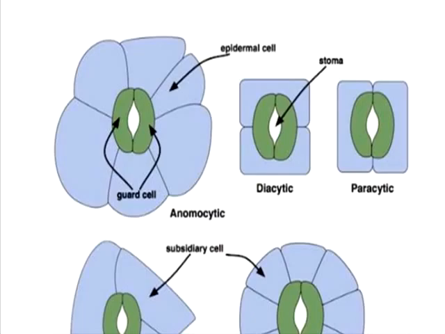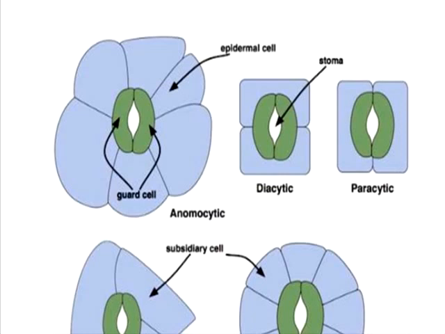As you can see in the diagram, anomocytic: such stomata are surrounded by a limited number of cells which do not differ from other epidermal cells. These are surrounded by a limited number of cells, as you can see in the diagram, and they do not differ from the other epidermal cells. This type is known as anomocytic.